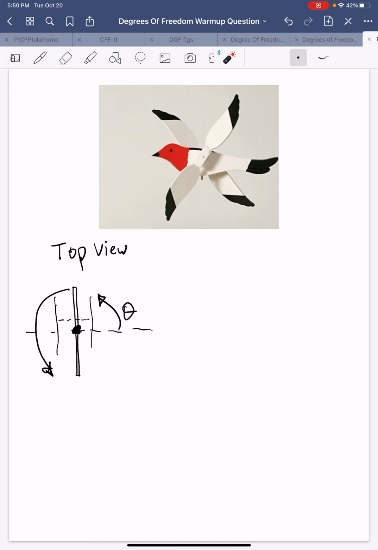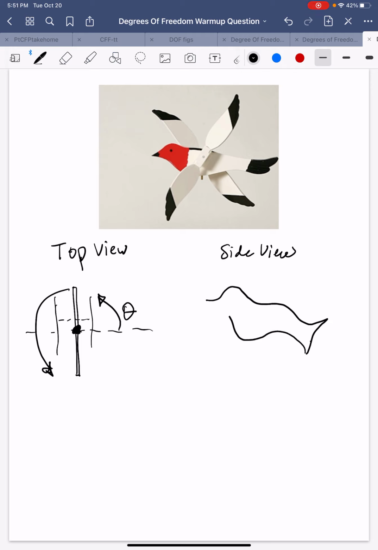And then if we look at a side view, we would have something that looks like this. So somehow I have to draw this bird body. I'm afraid it's going to look like a fish. All right. So there's the body of the bird, which is, of course, free to rotate on that vertical axis. But then attached to the body are the wings, which look something like this. And they are free to rotate around this horizontal axis. So the wings can rotate like this.